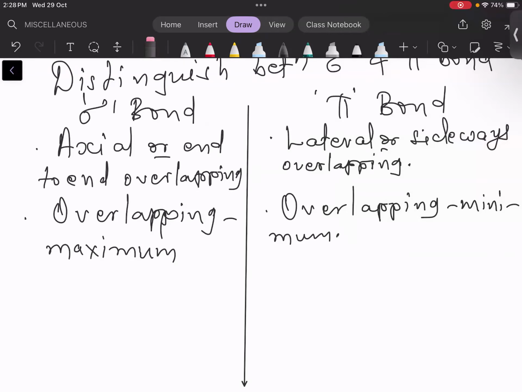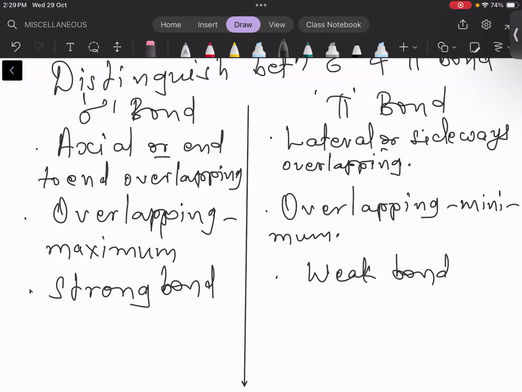Okay. As a result, sigma bond is a strong bond. Then pi bond is a weak bond. Pi bond is a weak bond. Is there any doubt to anybody?